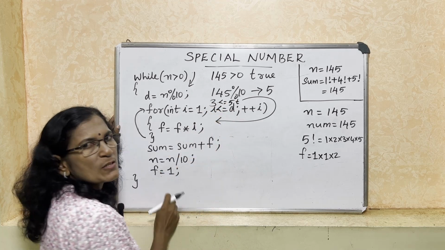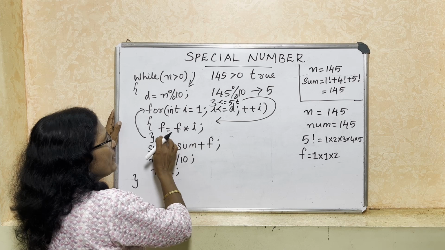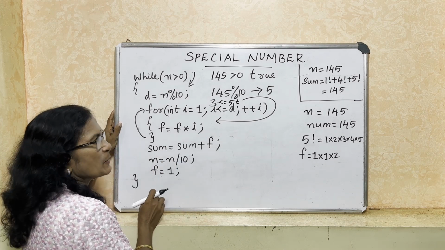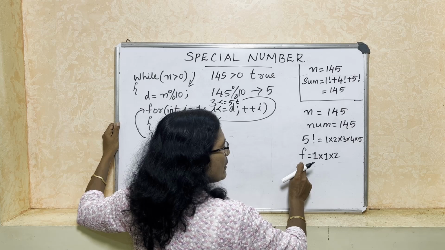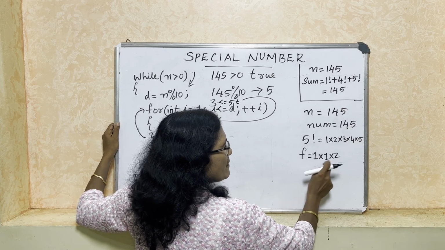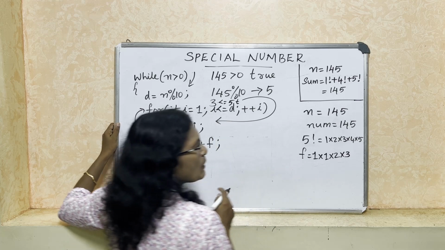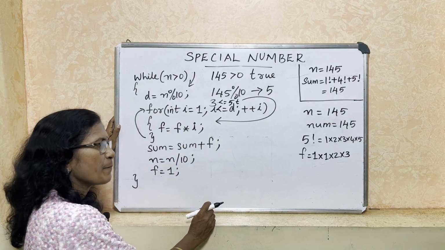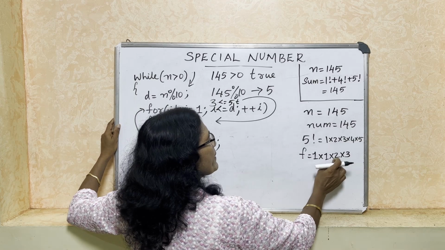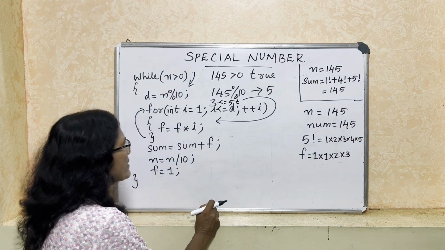3 less than or equal to 5. True. So control enters into the body. f equal to f into i will be executed. The current value of i is 3. The current value of f is multiplied with the value of i. So 1 into 2 into 3. Now the value in f will be 6.